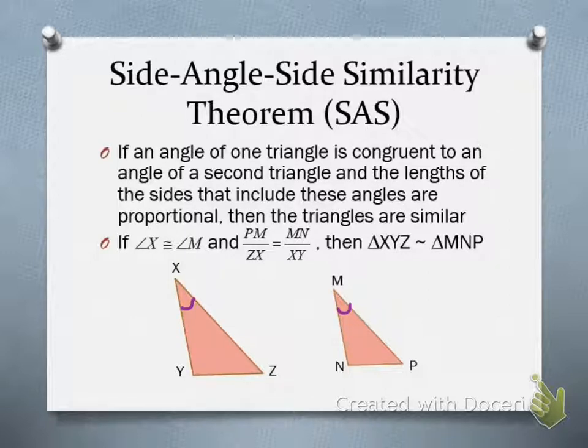in the diagram. And then notice that they talk about sides PM over ZX. So PM is here, ZX is here. And then they set that equal to or proportional to MN, over there, over XY. So the angle that they're talking about is in between the sides that they are talking about. Therefore, we know the two triangles are similar.